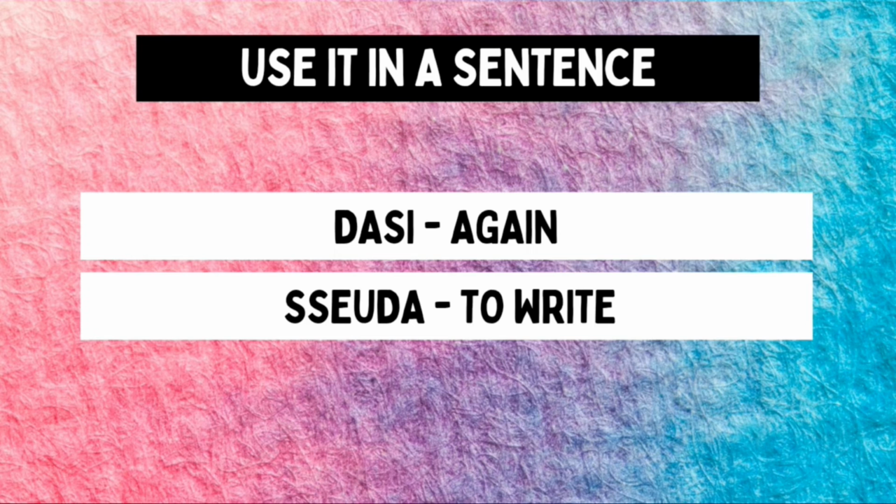The Korean translation could be subdivided into two. The first part is dashi, which means again. The second part is suda. This is our word for today, and it is a verb which means to write. So, when we combine dashi and suda, so that's dashi suda, it means to write again. Again, dashi is used to say that something should be done again. And the action word here is suda. So dashi suda means to write again.